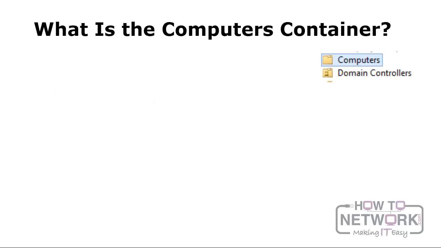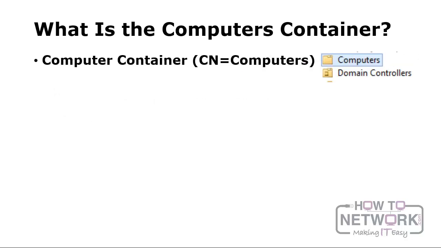Before you create a computer object in the directory service, you must have a place to put it. When you create a domain, the computers container is created by default, CN=Computers. This container is not an OU. Instead, it's an object of the container class. There are subtle but important differences between a container and an OU.